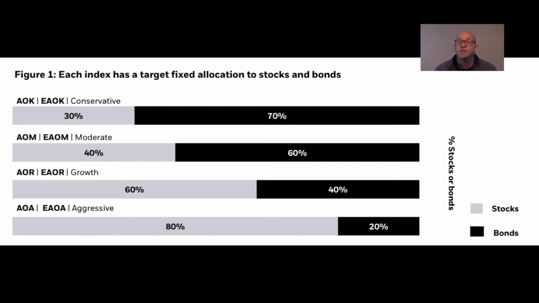So if we take a look at the actual breakdown of the funds, you guys, we see that AOK, which is the conservative version, is 30% in stocks and 70% in bonds. So this is really one where you're probably already in retirement and you're more concerned about conserving what you have than trying to build assets.